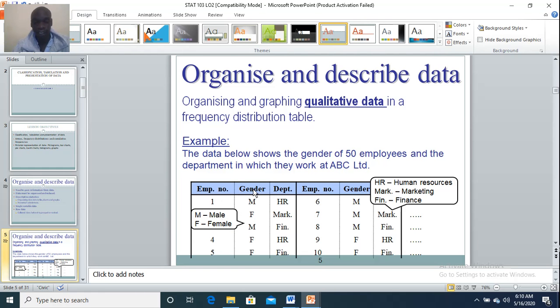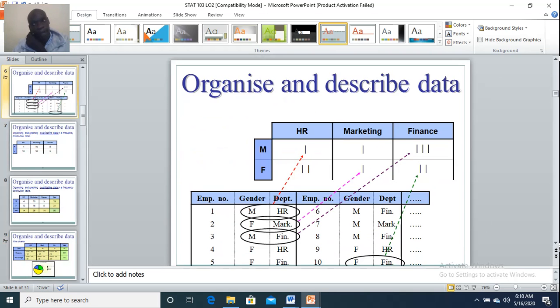So after classifying them by their gender as either male or female, we go now to see which department these people are from. First employee is a male, is from HR. Like that, second one is a female from marketing. The third one is a male from finance. So we have again another way of classifying. So from this data, how many males are in HR? So we go under male HR, it's just one.